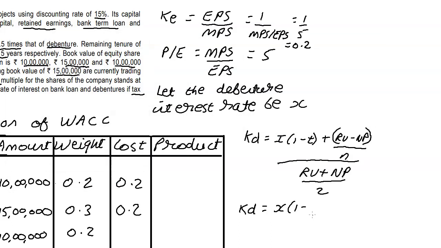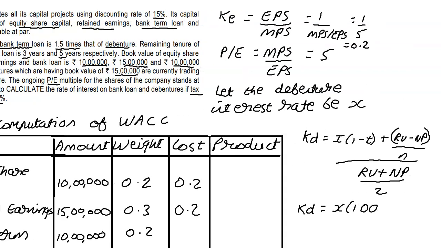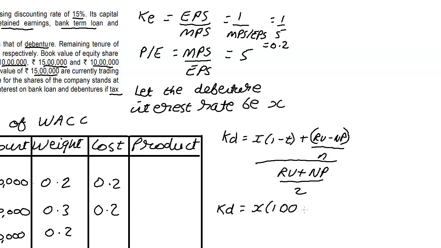So 1 minus 0.25. But that is if we're going to be sticking to decimal. The problem over here is the RV minus NP is in rupees. So if we are going to stick to decimal, we are likely to end up with the wrong answer. So instead of staying with decimal, let's go with percentage. So instead of 1, we're going to write 100 minus whatever that tax rate is. So 100 minus 25, close bracket, plus RV.